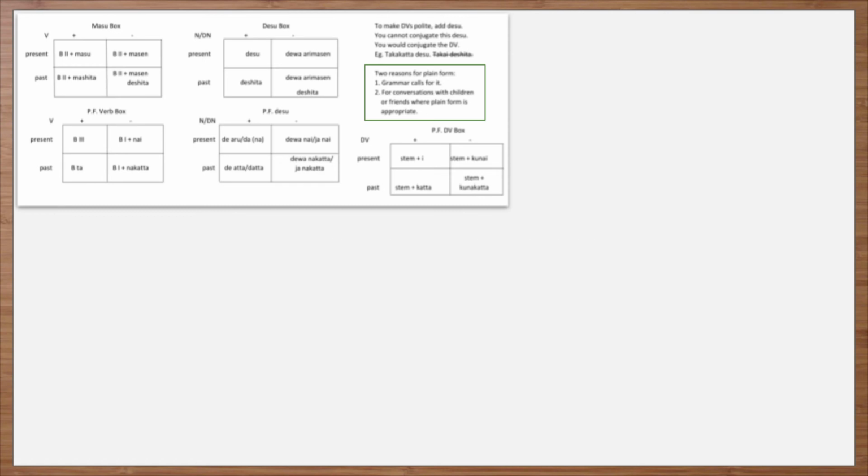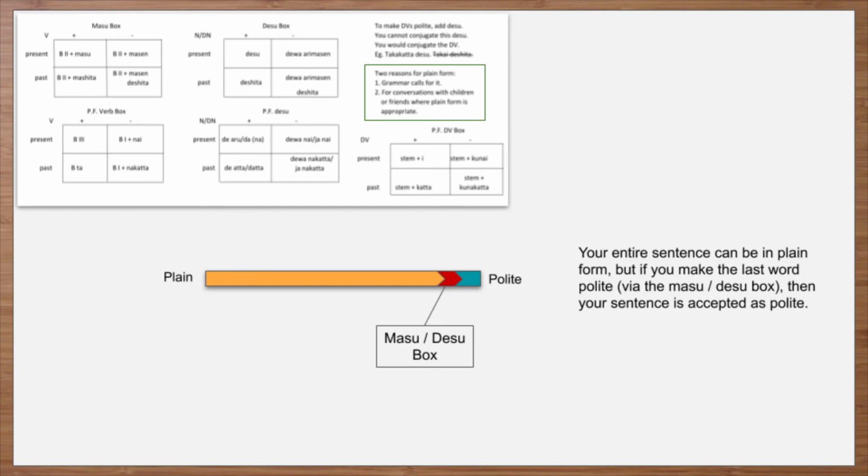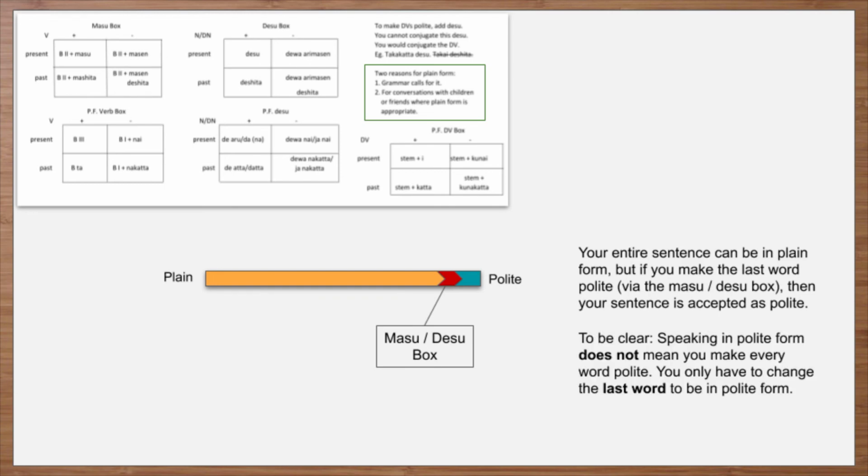So how do we make the switch? Imagine this line represents a sentence. The entirety of the sentence can be in plain form, but right at the end, you must use the masu box or the desu box to make the last part polite. Your entire sentence will be in plain form, but if you make the last word polite via the masu or desu box, then your sentence is accepted as polite. To be clear, speaking in polite form does not mean you make every word polite. You only have to change the last word for it to be in polite form.